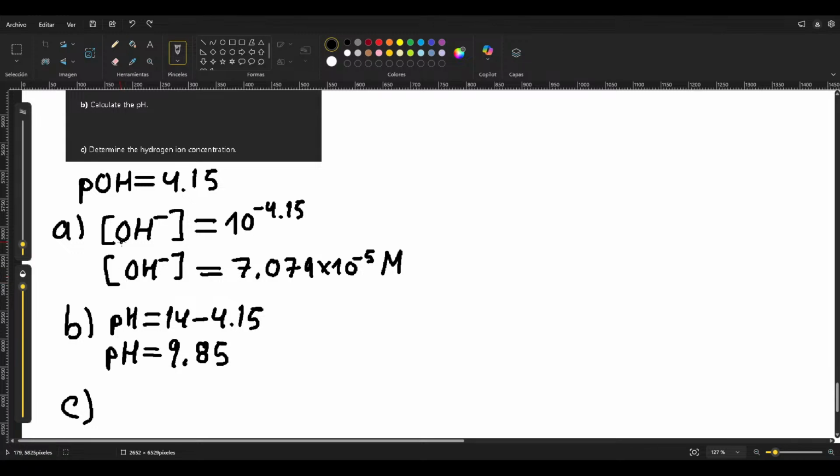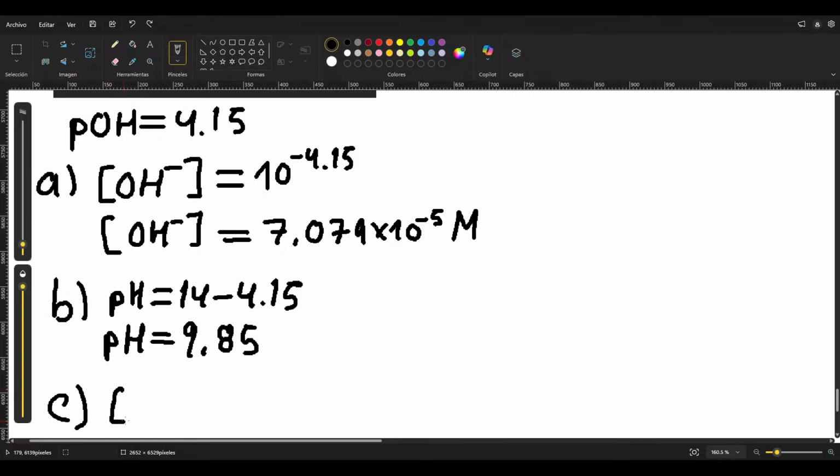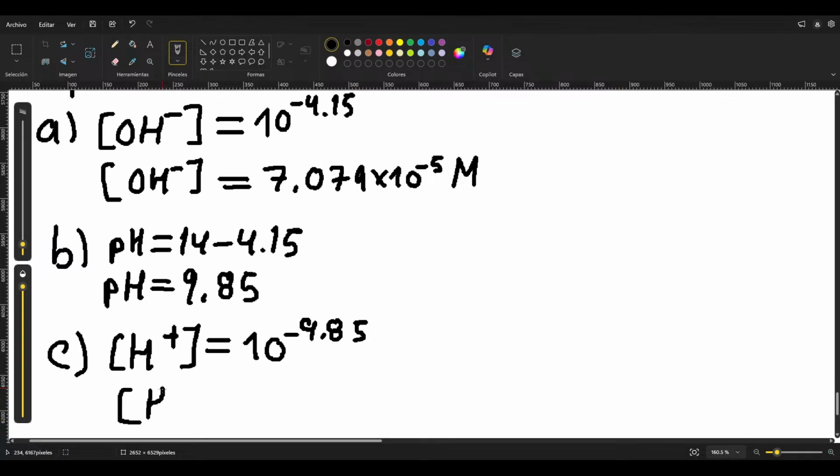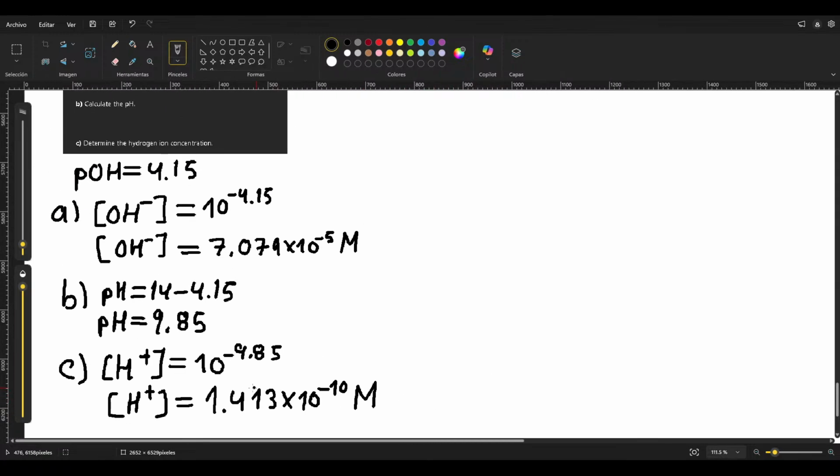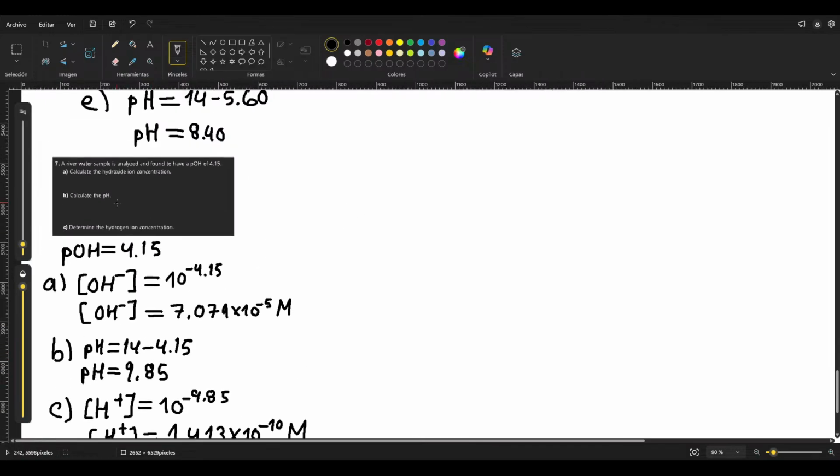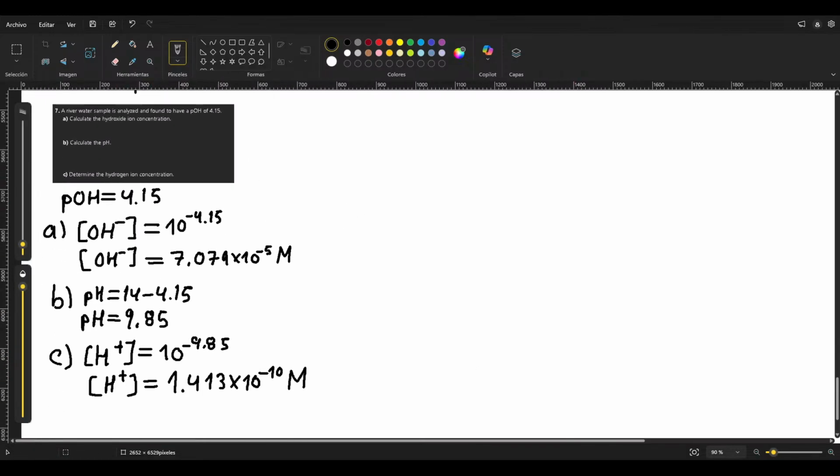So similar to the hydroxide ion concentration, we're gonna calculate the hydrogen ion concentration as 10 to the negative pH, which is 9.85. So 1.413 times 10 to the negative 10 molar. Yeah, that's basically the problem.